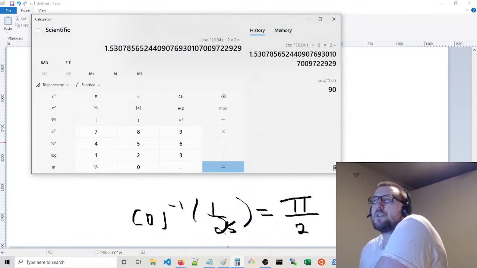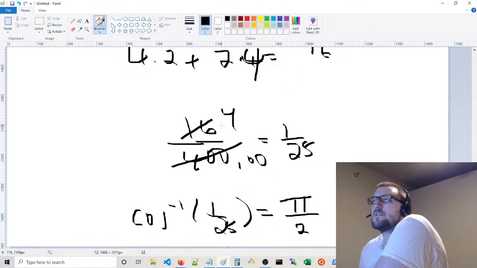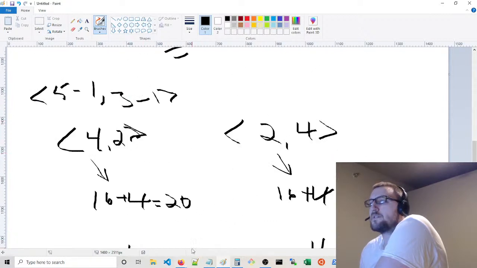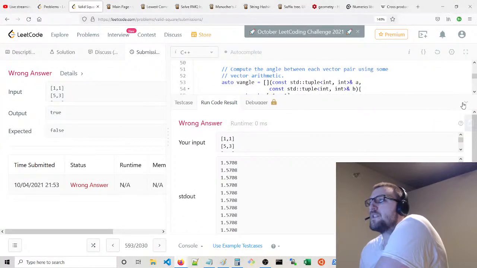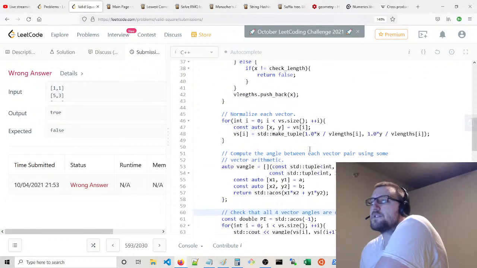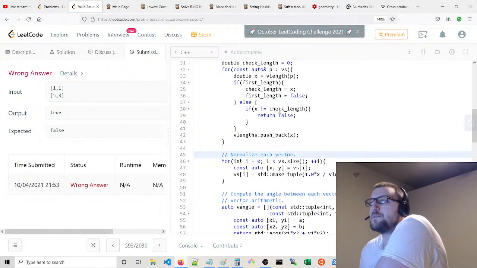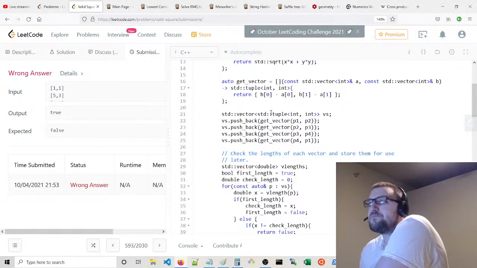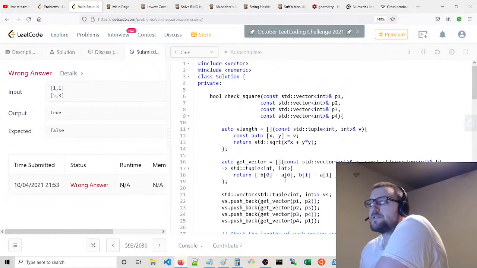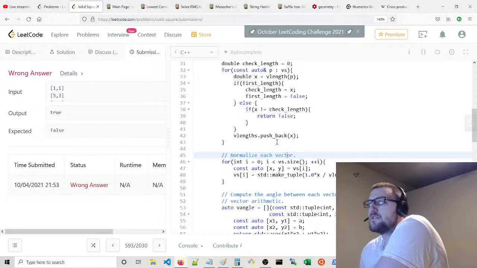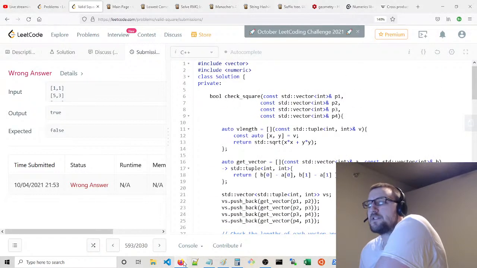Okay, we got 1.53. So that's not quite right. Oh, you know what I think the problem is? I think I see what the issue is. These are not integers. Once you've normalized the vectors, yeah, that's the problem. Okay, I thought there was something.